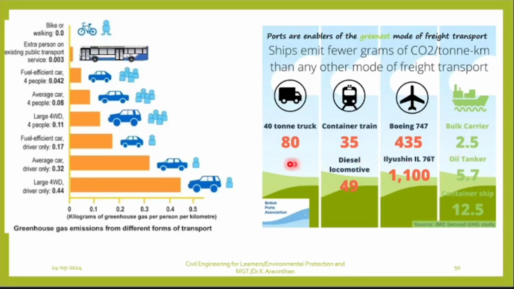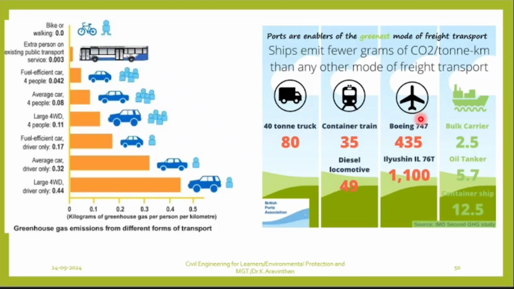Now, what is the most damaging type of option? Aeroplane. If you transport your goods by aeroplane, how many grams of CO2 are emitted? 435 grams of CO2 per kilometer. Imagine you want to transport from Bangalore to Andhra, about 500 kilometers. Per kilometer is 500 grams. Then how much CO2 will be emitted for the whole trip? 500 into 500. So this is the worst mode of transportation.